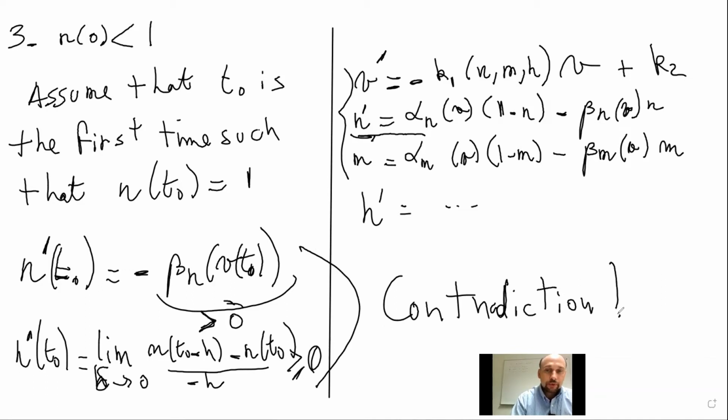Okay. So that means that n remains less than 1, and you can prove in the same way that n remains greater than 0 if n starts at a positive value, and the same for m, and the same for h. All right? Okay, now we're dealing with the v.